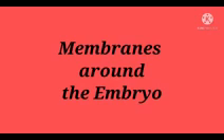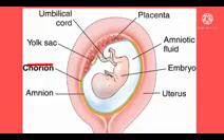Membranes around the embryo. Chorion. During development of the embryo, tiny finger-like projections grow from the outer side of the embryo, called the chorion. The tissue of the chorion and the adjacent part of the uterine tissue make another layer called the placenta.